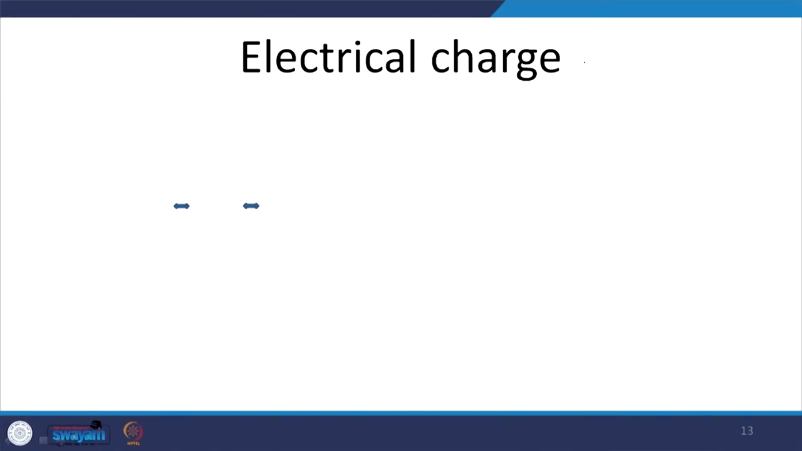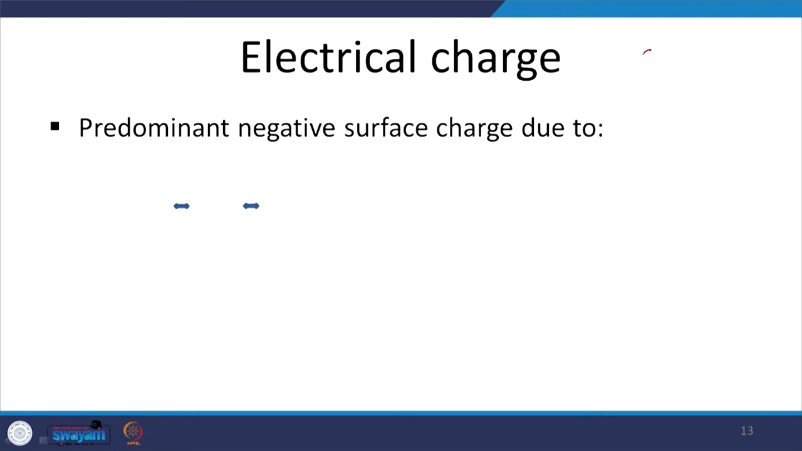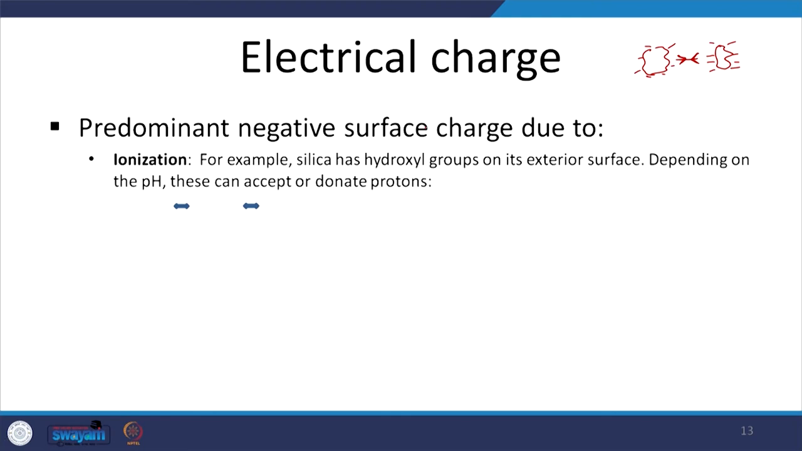But they won't come together. Why is that? Because they have a net negative charge. Let us say this is my suspended colloid and it has a net negative charge. This negative charge will prevent these two particles from coming towards each other. Like charges repel, there is electrostatic repulsion. So, there is a predominant negative surface charge. What is that due to?